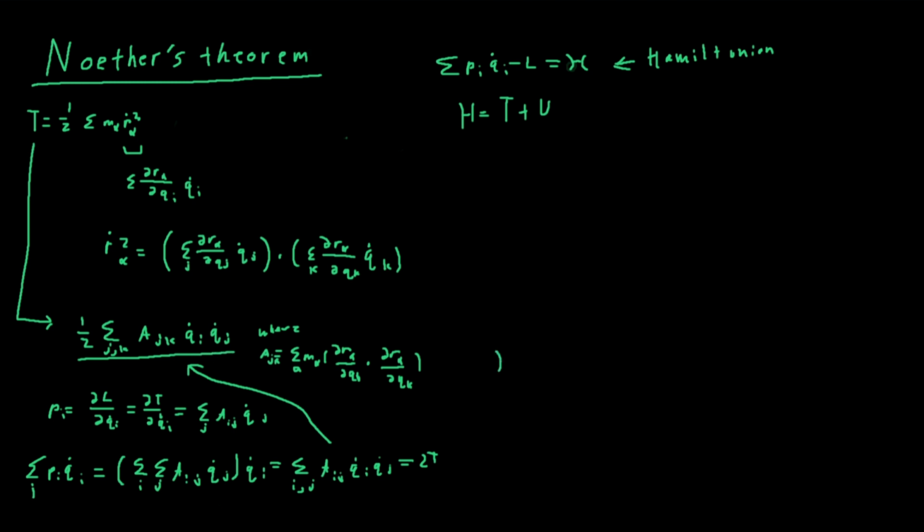Therefore, the Hamiltonian, which is equal to this sum right here, the sum of p_i q prime_i minus the Lagrangian, is equal to 2T minus T minus U, which is the Lagrangian, which is equal to T plus U. It is thus another example from Noether's theorem that a system for which the Lagrangian is invariant under time translation has its total energy conserved.